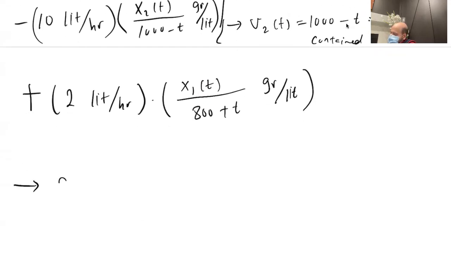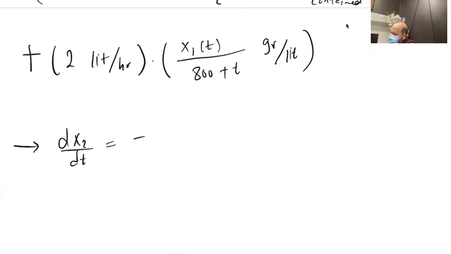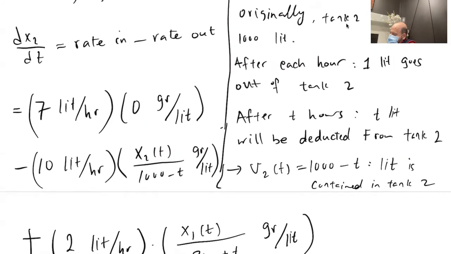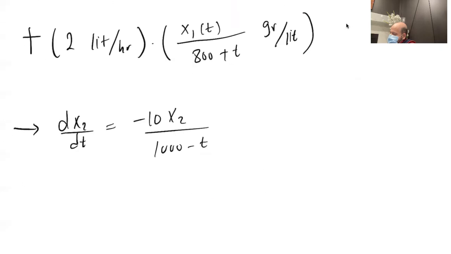So we can say that dx2/dt is equal to 7 times 0, that's 0. So minus 10 x2 divided by 1000 minus t. And then plus 2 x1 divided by 800 plus t.